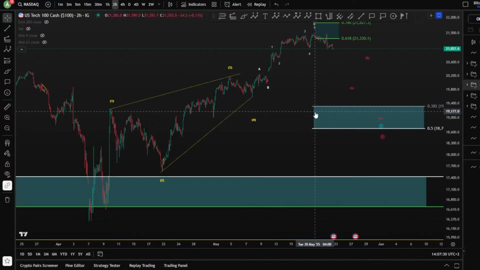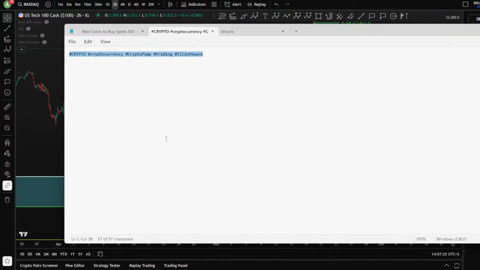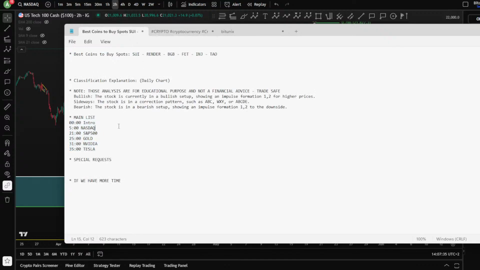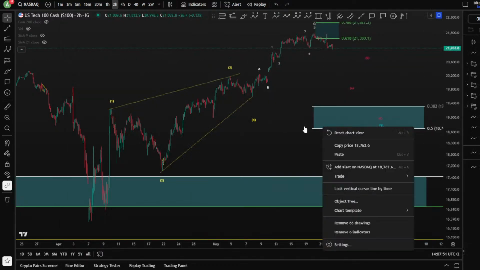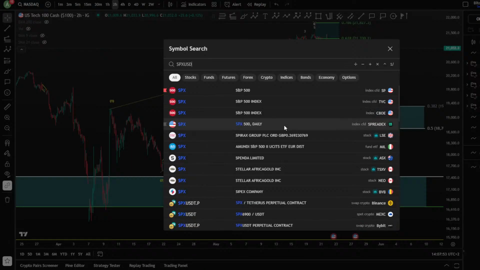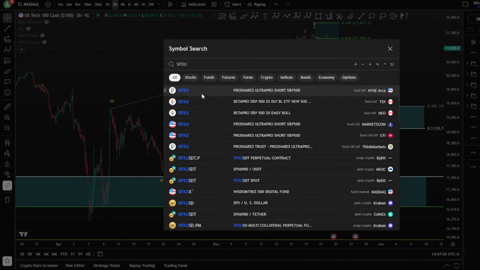Okay. Let's take a look at the SPX. Let me just add NASDAQ. Let's add it at 2. S&P, we started at 17. Okay, so let's see what the SPX is doing. It might also give us some answers.